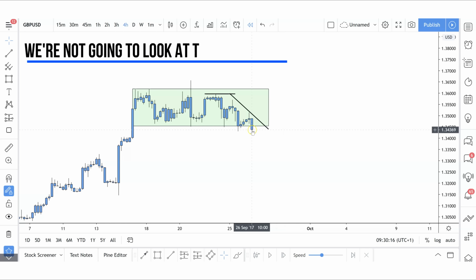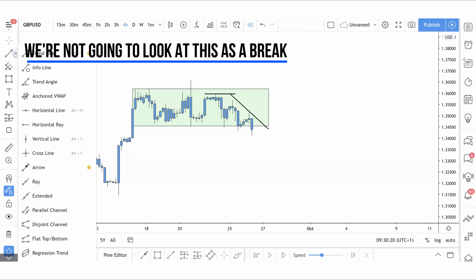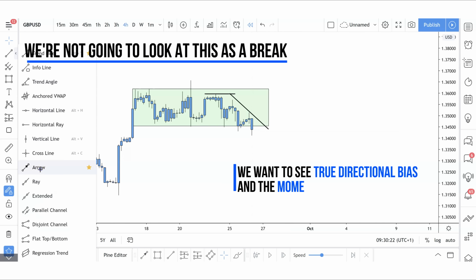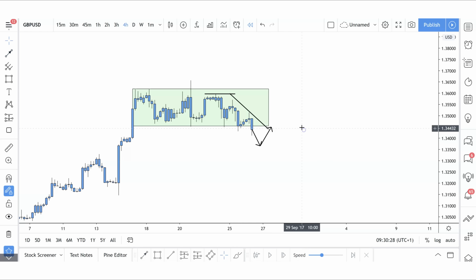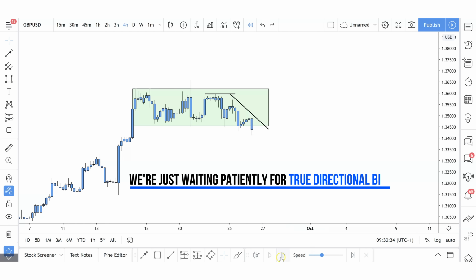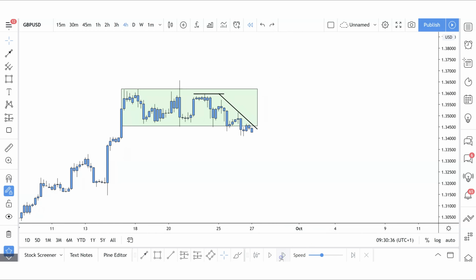So now we're not going to look at this as a break. Even if this is the break, this is fine. But remember what I said. We want to see true directional bias and the momentum shift, which means price needs to leave for a period of time before coming back. We're not looking to get into this trade aggressively, and we're certainly not looking to be the first into this trade. We're just waiting patiently for true directional bias. So let's continue to see what happens.